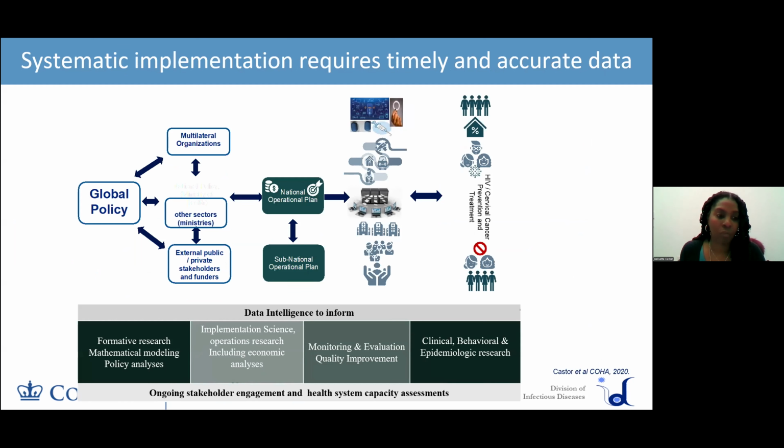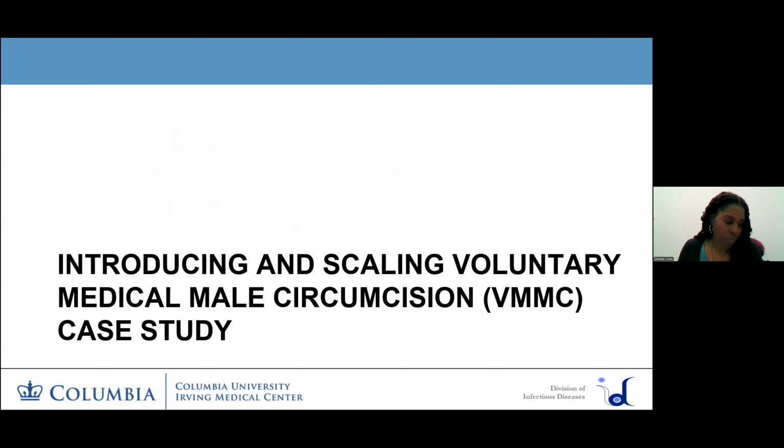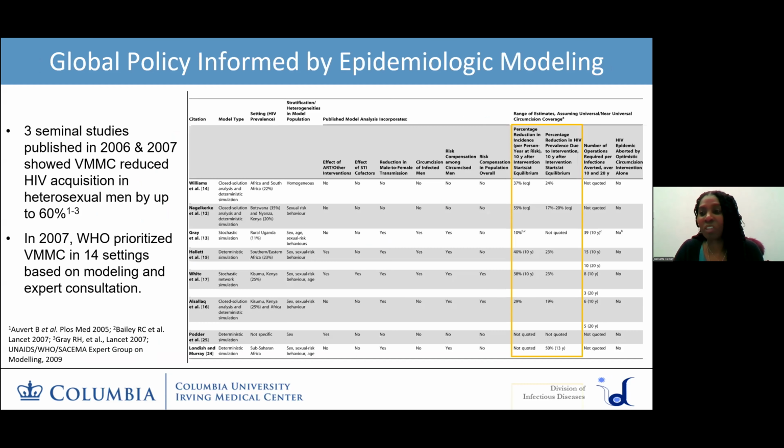Often it involved mathematical modeling or policy analyses. Many of these were things that I had not done in my prior research that was biomedical. And in this space it also involved the work that is called implementation science, operations research, and many economic analyses, and the application and use of monitoring and evaluation data, quality improvement, and then some of the other classical work that we do. So I'll just give a couple examples of how implementation science played out, or what might look like implementation science but didn't have the title.